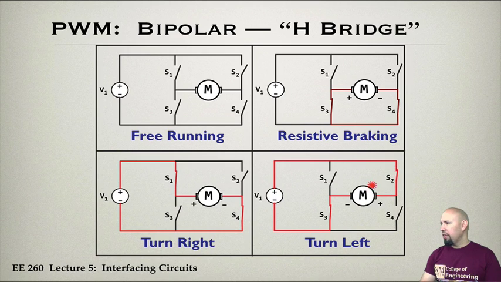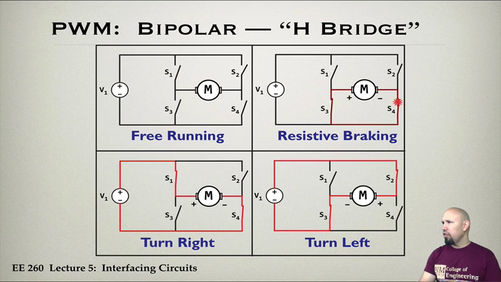If we close now these two switches, then the current can flow this direction, and notice now the voltage across this appears in the opposite order, and this would cause the motor to turn left or counterclockwise. So we have these two configurations that can allow us to turn right or to turn left, or to run freely and slow to a stop, or we can have something called resistive braking.